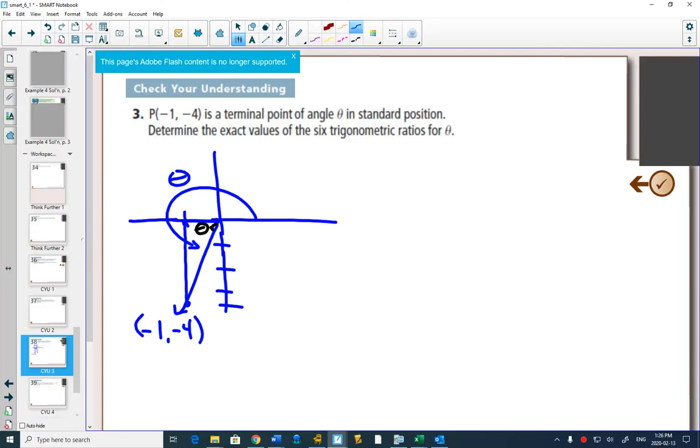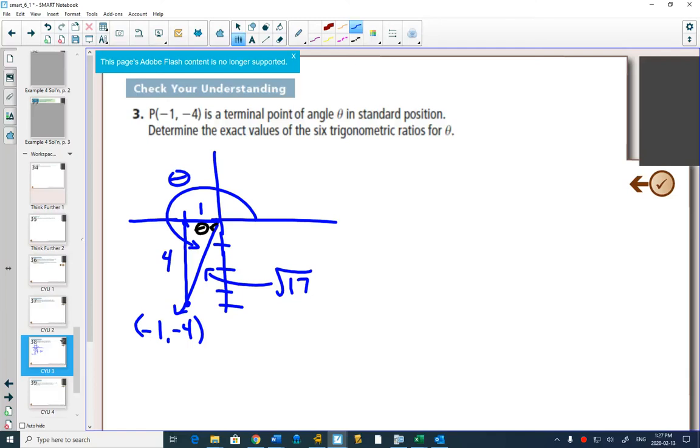How long is this side of the triangle? 1. How long is this side of the triangle? 4. How long is this side of the triangle? Square root 17. You are going to get really good at doing a squared plus b squared equals c squared in your head. Is everybody okay with square root of 17? 4 squared is 16, plus 1 squared makes 17, so the side is square root of 17.